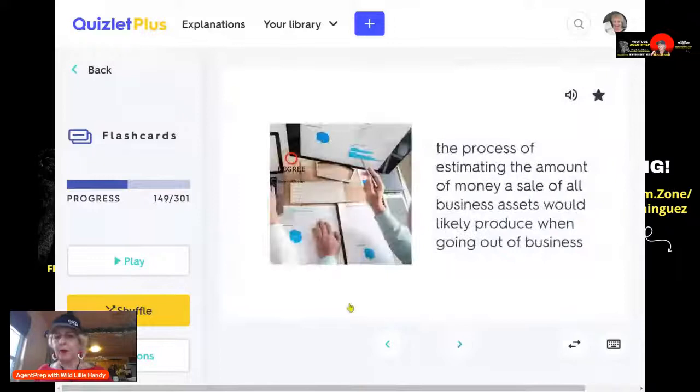All right, 149. The process of estimating the amount of money a sale of all business assets would likely produce when going out of business. So what is that process called? Think about that and type it in the chat.